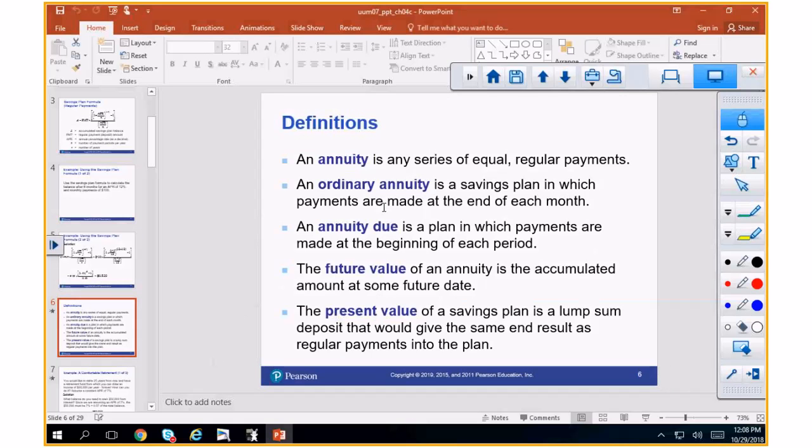We're not going to talk about it, but go ahead and write down what annuities are, or make a note, make sure you know what annuities are. Any series of equal regular payments. Ordinary annuity is a savings plan in which you pay at the end of each what? Month. Everything pretty much is based on monthly payments. Very rarely do you see, well, you're going to make 2 payments a year. That's very rare.